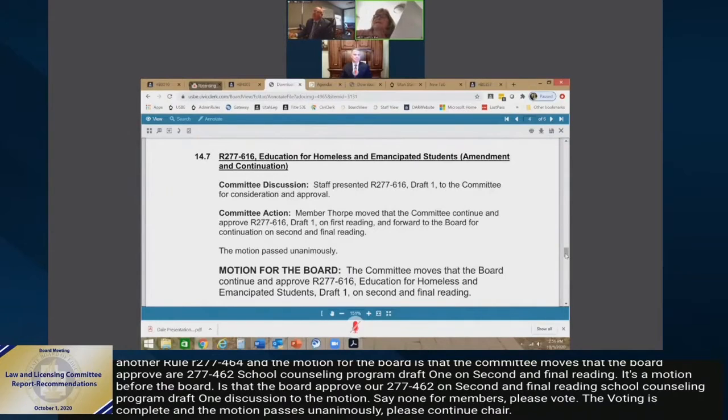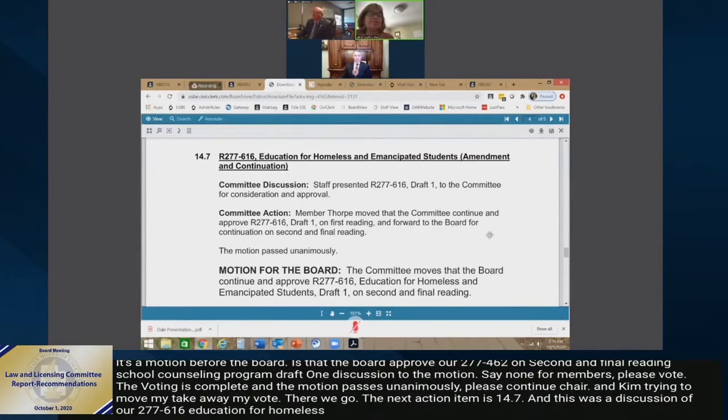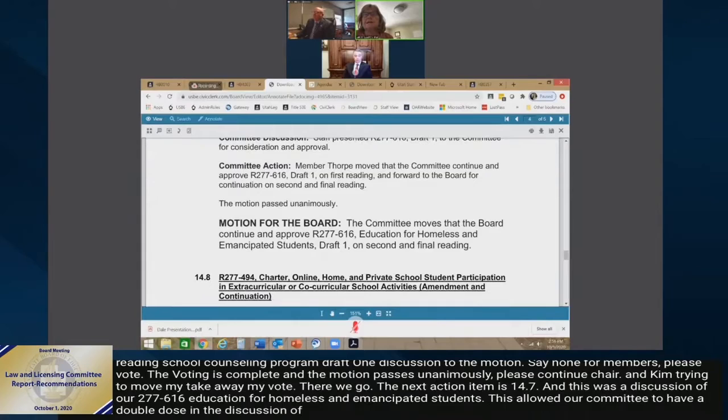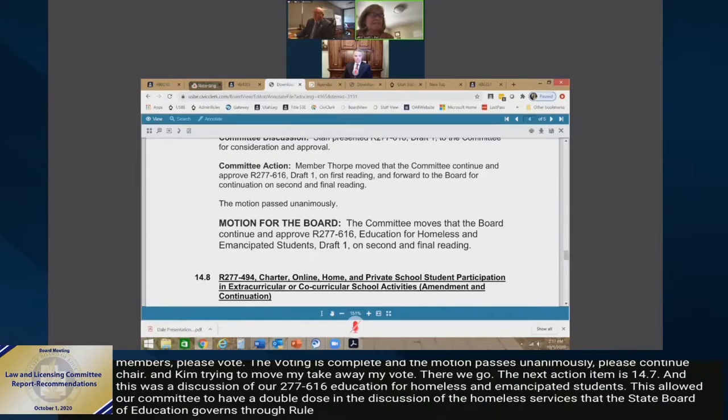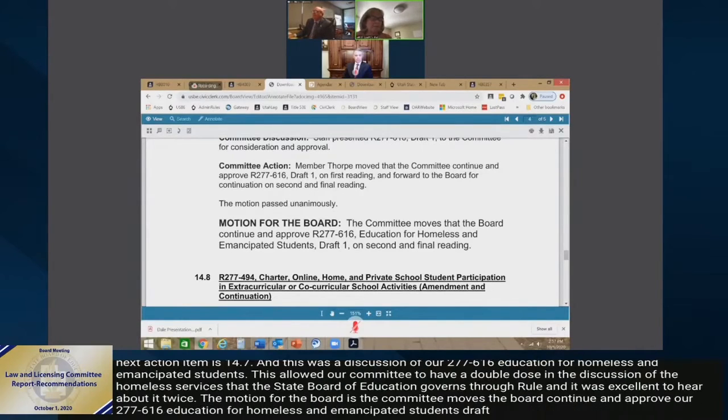Thank you. I'm trying to take away my vote. There we go. The next action item is 14.7, and this was a discussion of R277-616, Education for Homeless and Emancipated Students. This allowed our committee to have a double dose of the discussion of the homeless services that the State Board of Education governs through rule, and it was excellent to hear about it twice. The motion for the board is that the committee moves that the board continue and approve R277-616, Education for Homeless and Emancipated Students, Draft 1, on second and final reading.